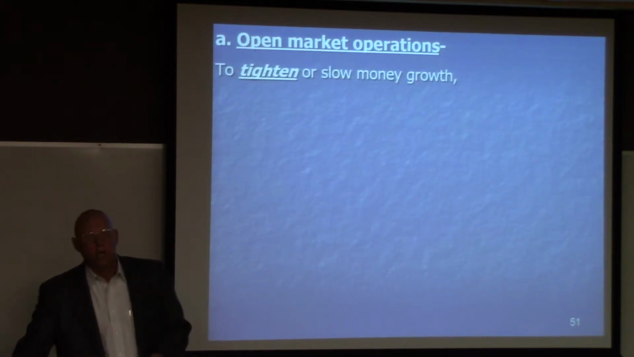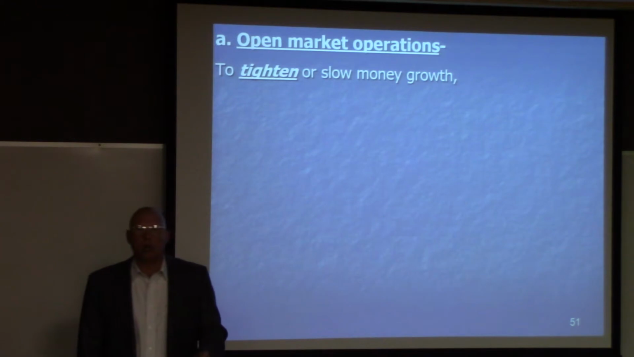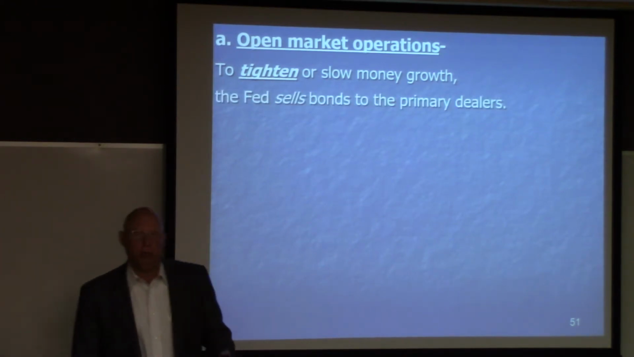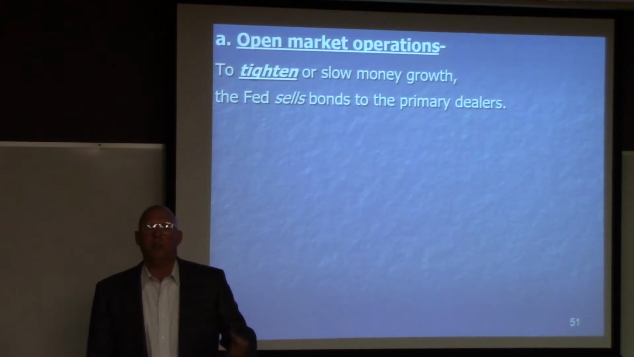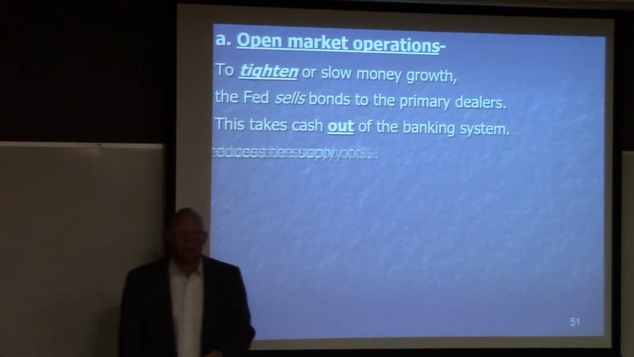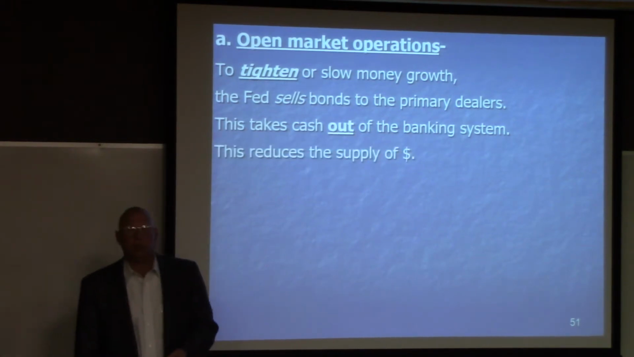All right. To tighten or slow money growth, the Fed will sell bonds to the primary dealers. So they go to the primary dealers and they say, you must buy bonds from us. The banks must buy those bonds, and they expend cash to buy bonds, and that takes money out of the system. Okay, so that's how they shrink the money supply, and this reduces the supply of money.